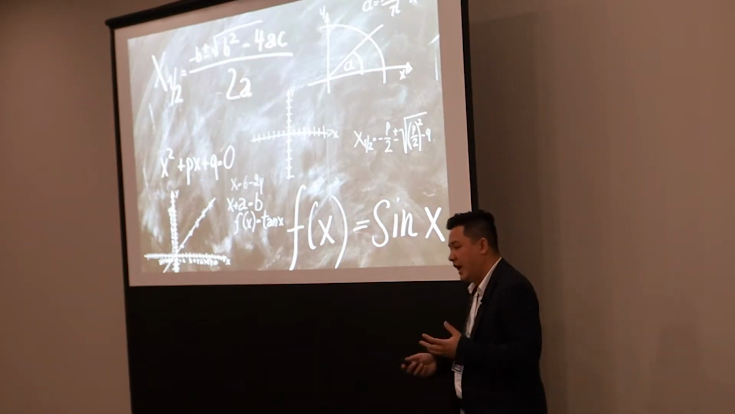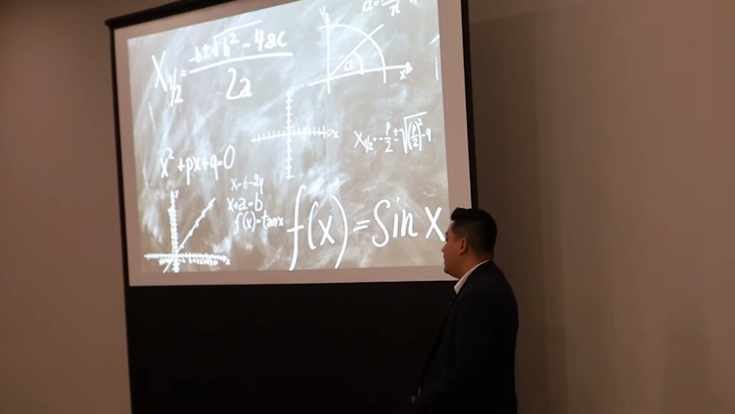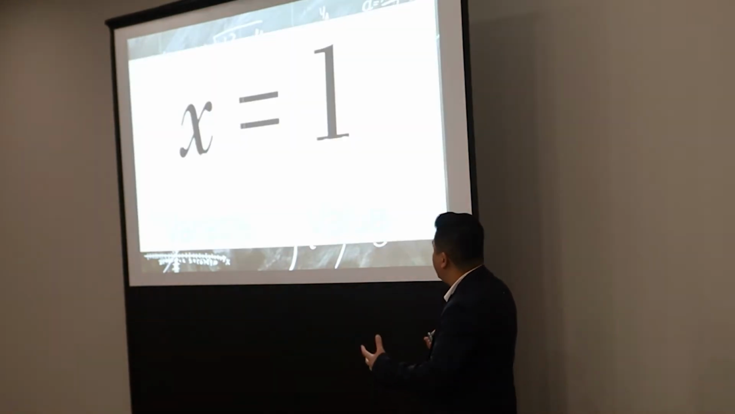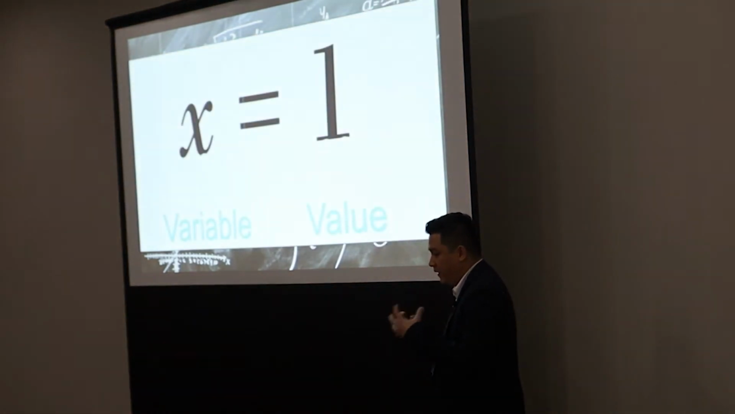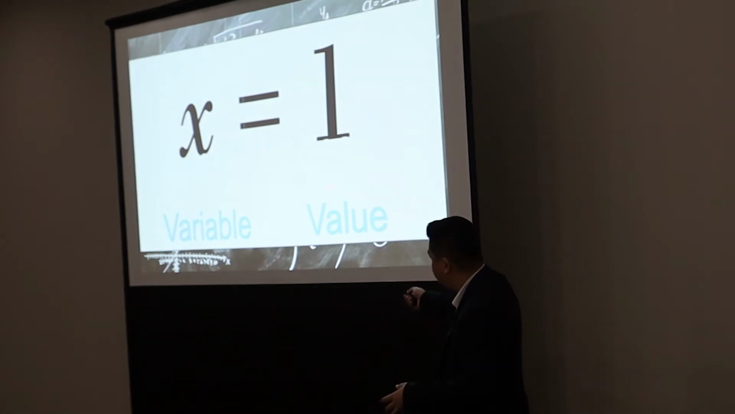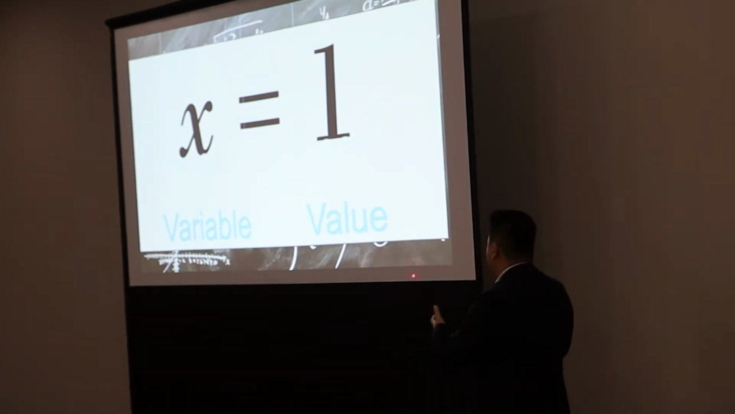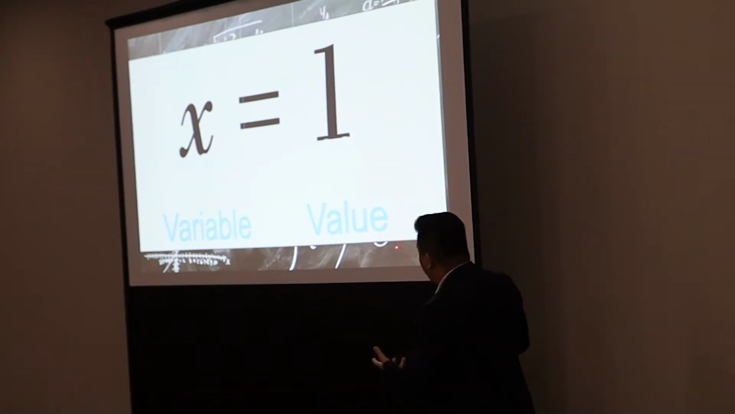I was very fortunate to have a very good math teacher back then, and he taught me this concept about variables, which is one of the core fundamentals. His analogy was that a variable is a container, but I'll start here with this equation. You'll see x equals 1. So the variable, and then you have a value. So x is the container, 1 is the value.